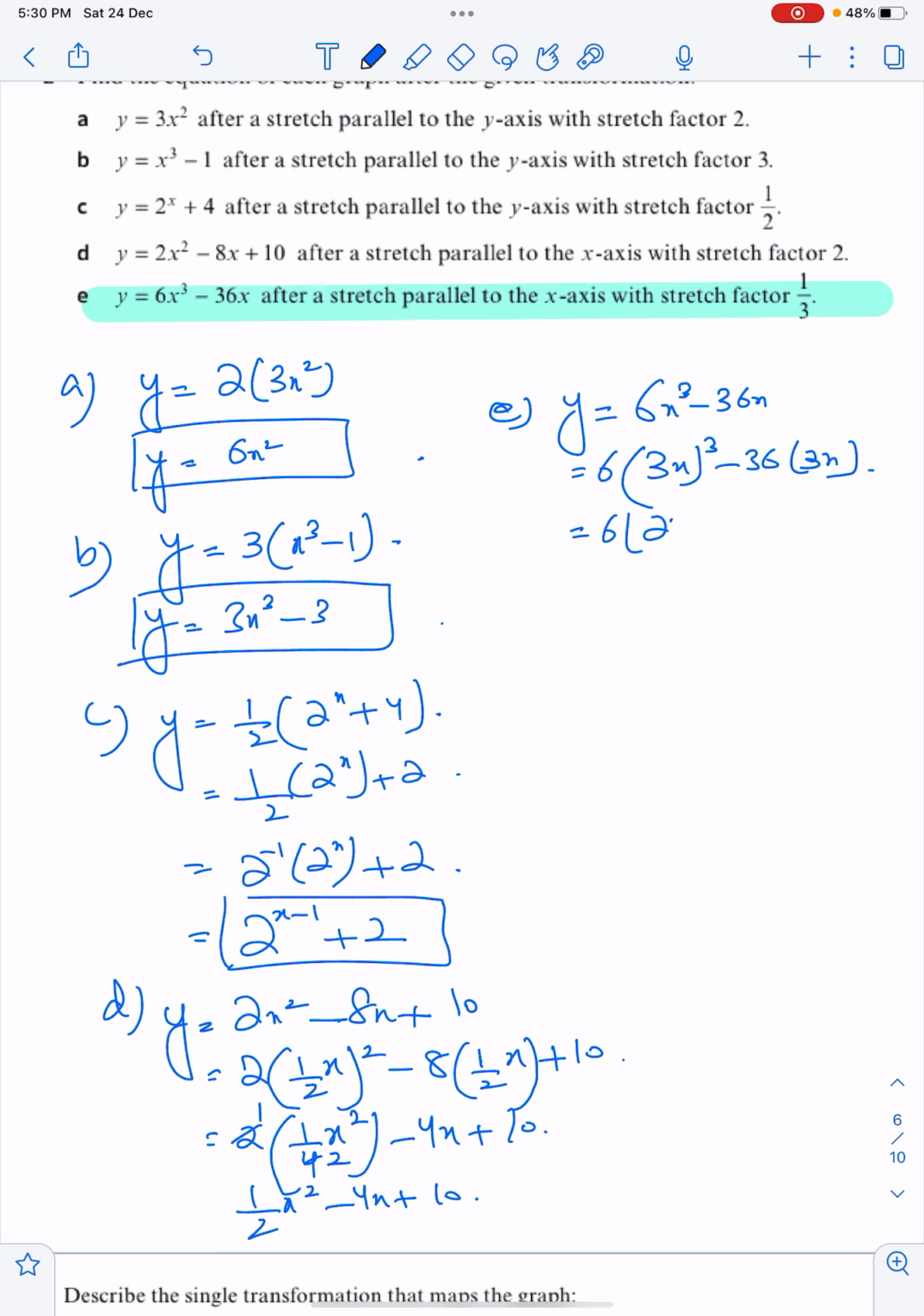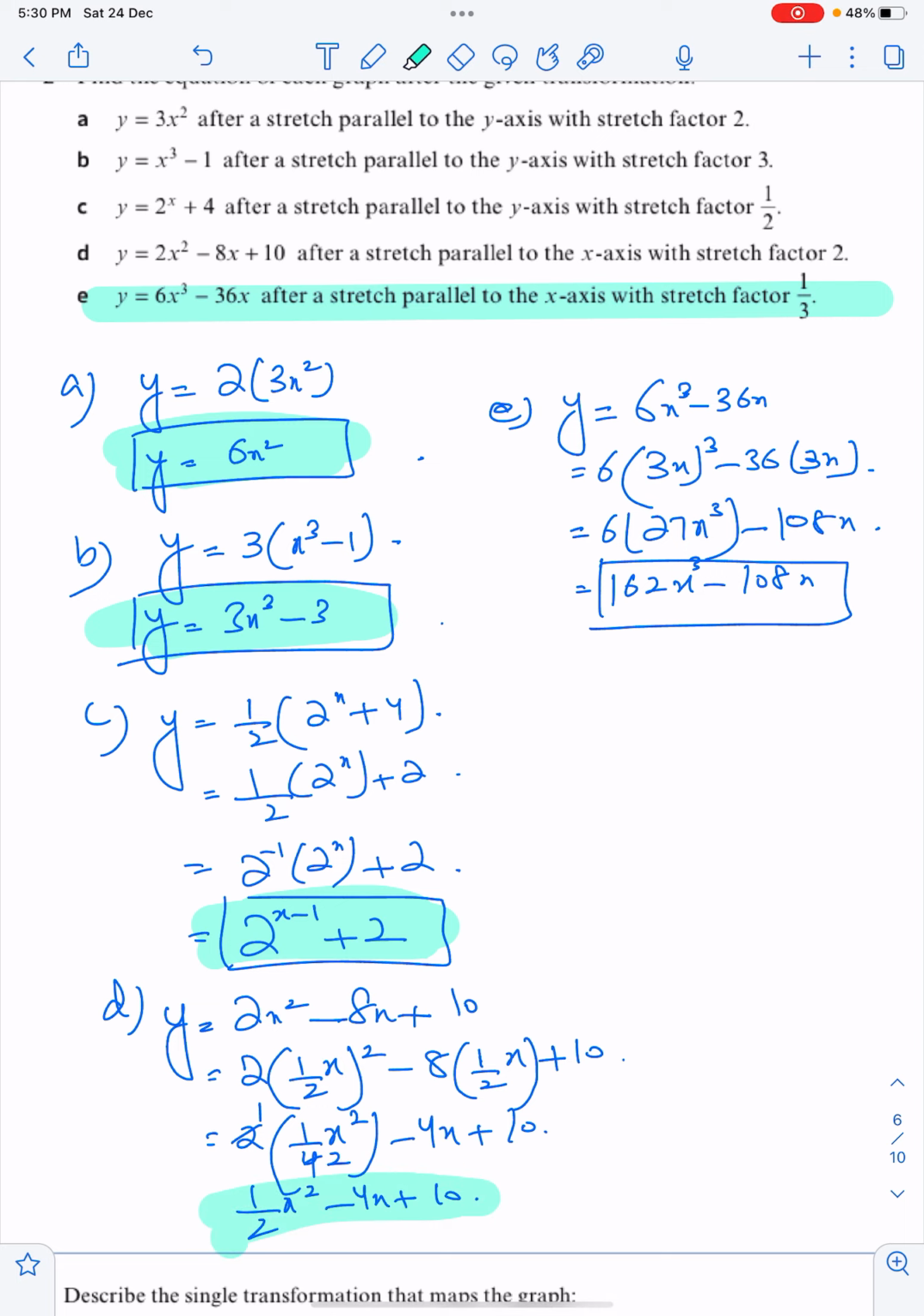This will become 6 times 27x cubed minus 108 times x. 6 times 27 is 162x cubed minus 108x. This is the final answer. So this question is also done. Moving on to the next one.